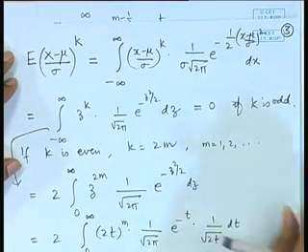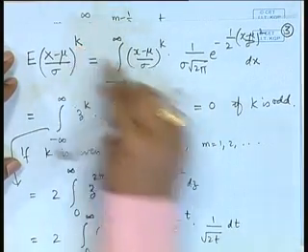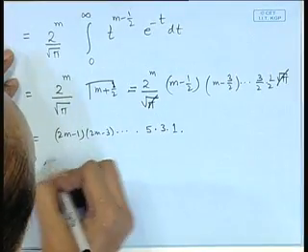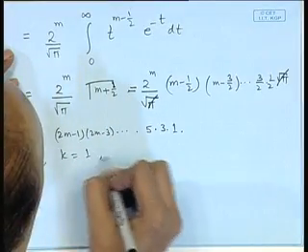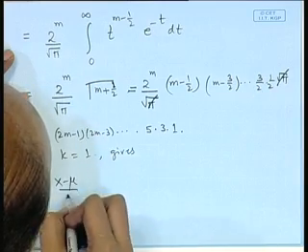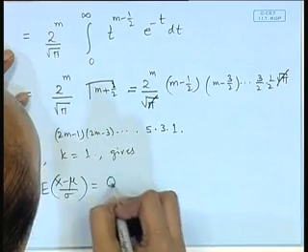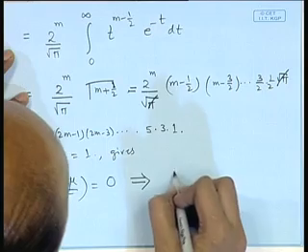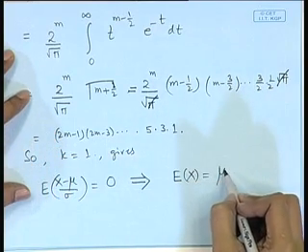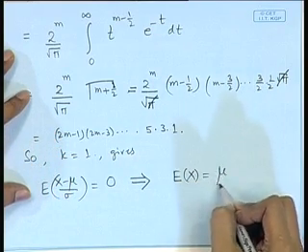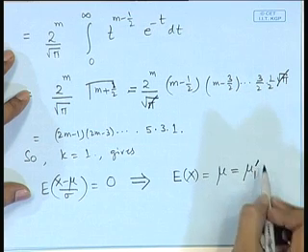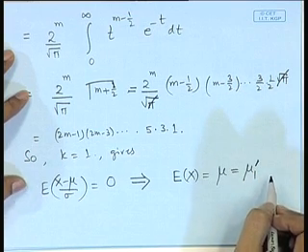So if we utilize this, suppose I put k equal to 1, then this is 0. So k equal to 1 gives expectation of (x minus mu) by sigma is equal to 0, which means that expectation of x is equal to mu. That means the parameter mu of the normal distribution is actually the mean of it, the first non-central moment.